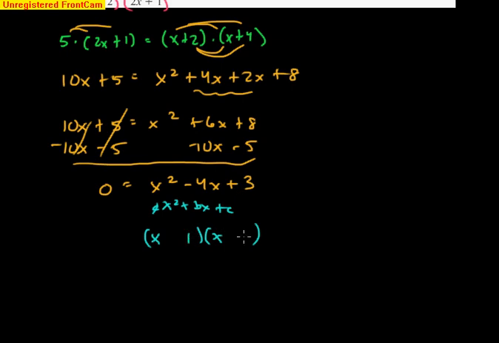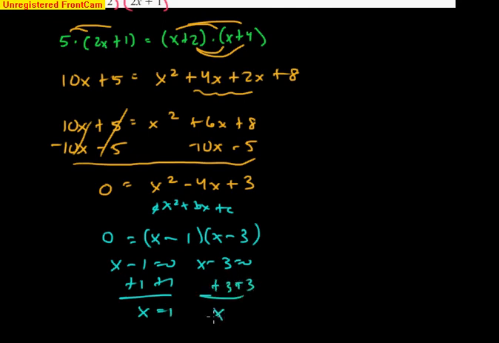There's only one set of factors of 3, that's 1 and 3. Positive c means same signs. Middle negative means both negative. So negative 1 times negative 3 is positive 3. Negative 1 and negative 3 add together to make negative 4. These two equal 0, so set each one equal to 0 and solve for the x value. Add 1, x could be 1, add 3, x could be 3.